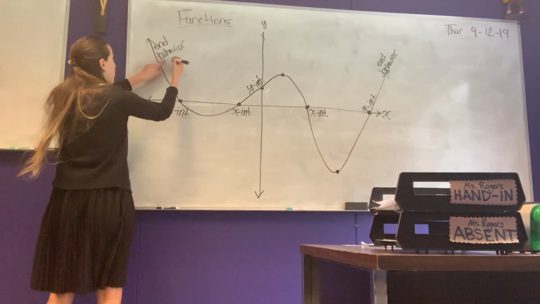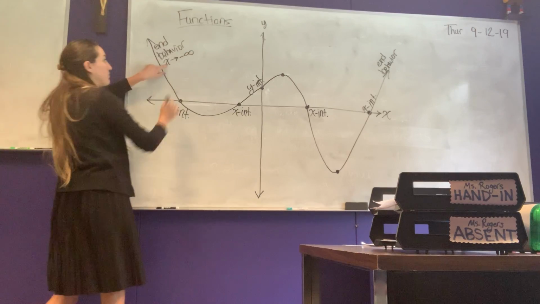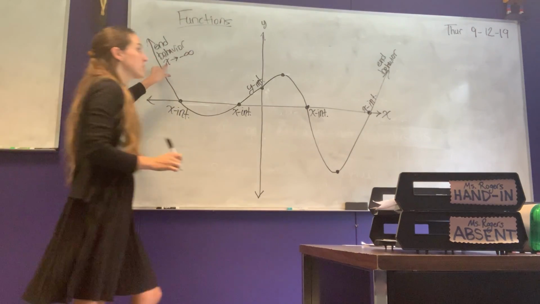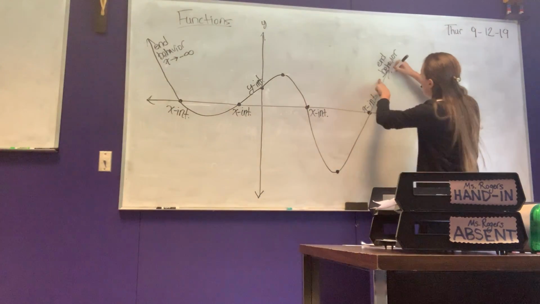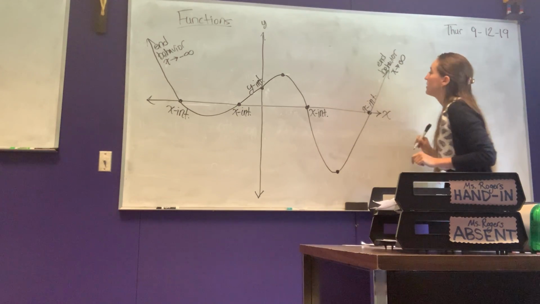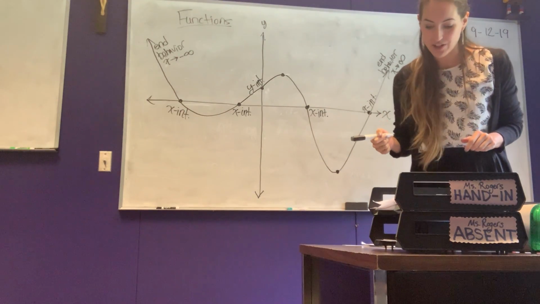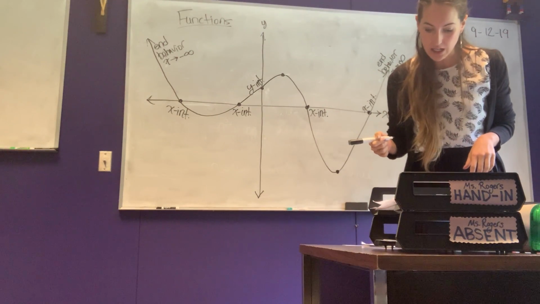This one is approaching what? Negative infinity. Yeah, you got it. So as x approaches negative infinity, we can label that for ourselves. To the right, as x approaches what? Positive infinity. You got it. Good correction. Okay.